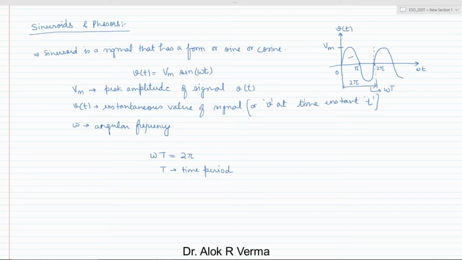It goes on the positive side, then to a negative, then again positive. This is AC, alternating. The time period is basically the minimum interval of the signal duration which repeats itself throughout. The time period is measured in seconds, and from here omega is nothing but 2 pi by T, or 2 pi f, where f is the frequency of the signal.